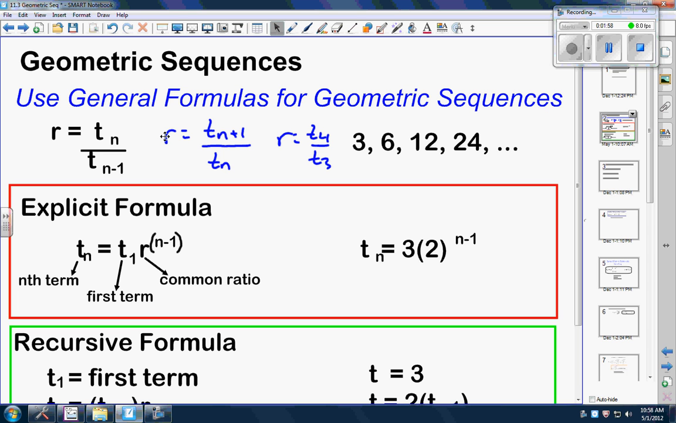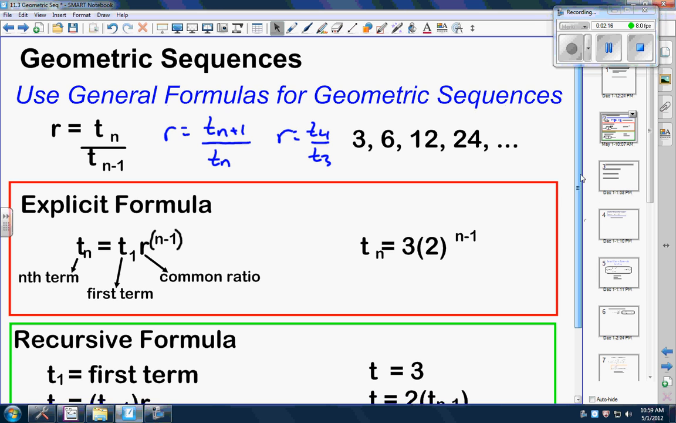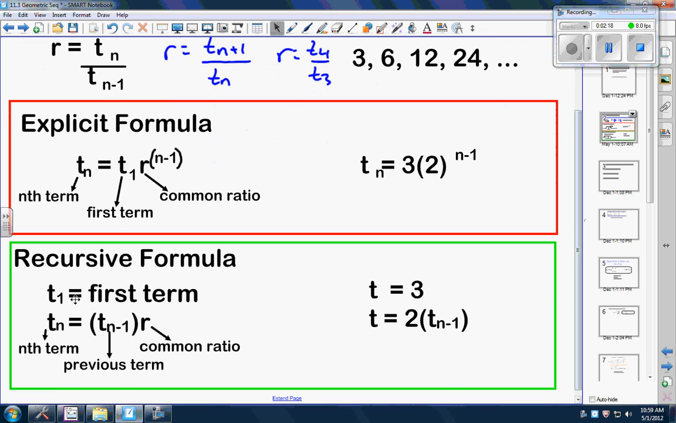Explicitly, here's what the formula looks like. So we're using t's instead of a's here, but they're all the same thing. So the nth term is the first term times the common ratio raised to the n minus 1. Recursively, we say t sub 1 is the first term, then we say the nth term is just the previous term times the ratio.